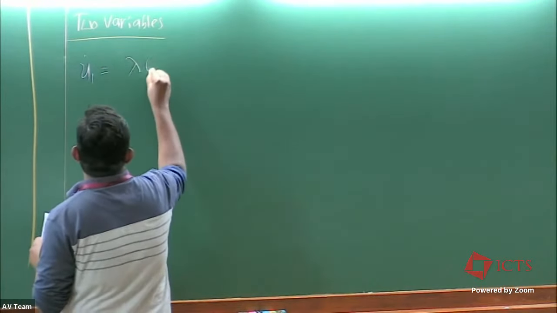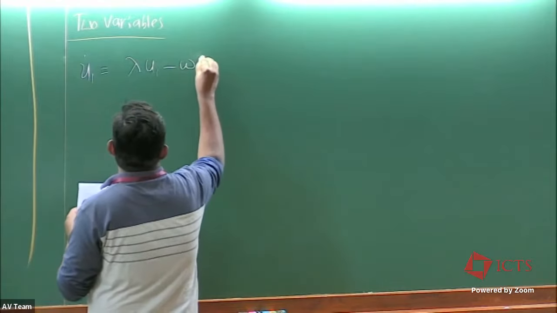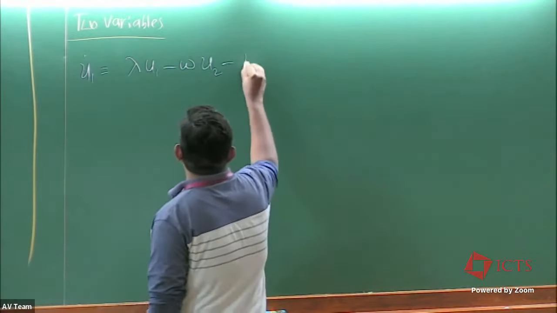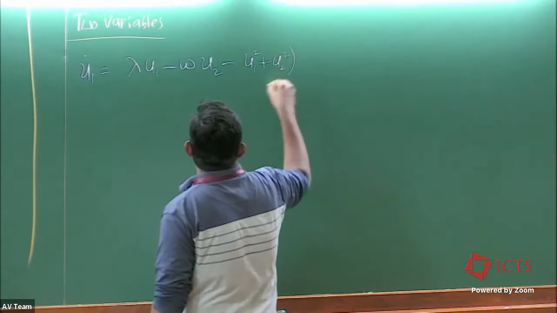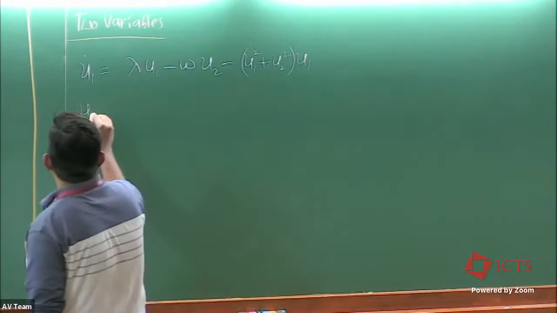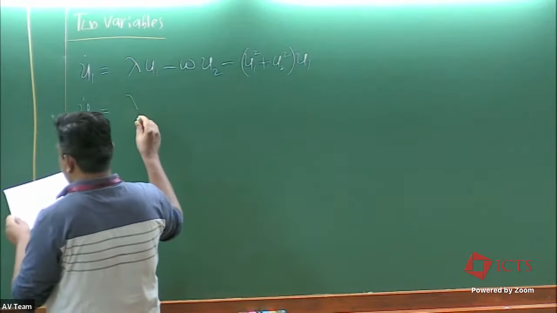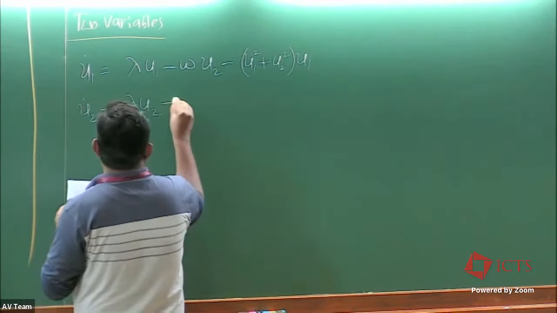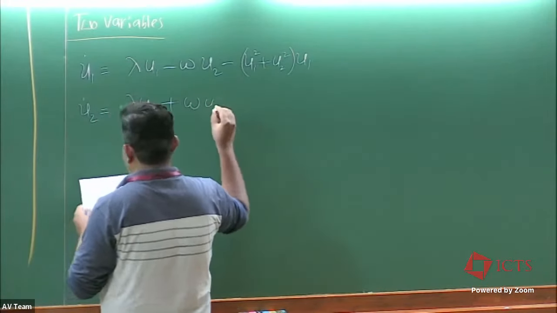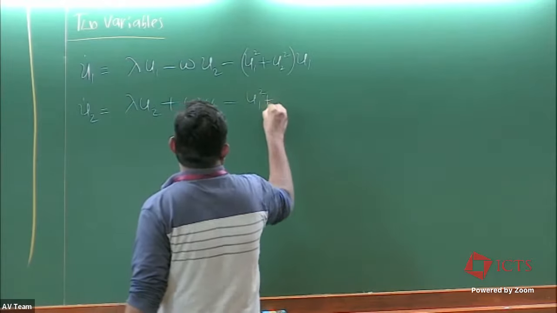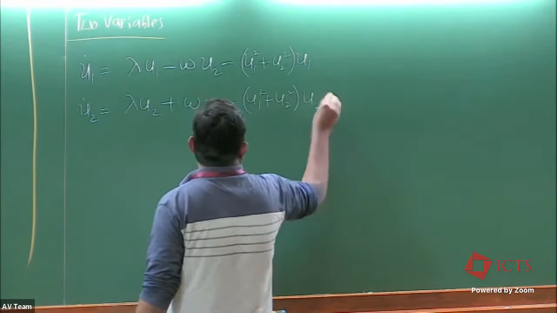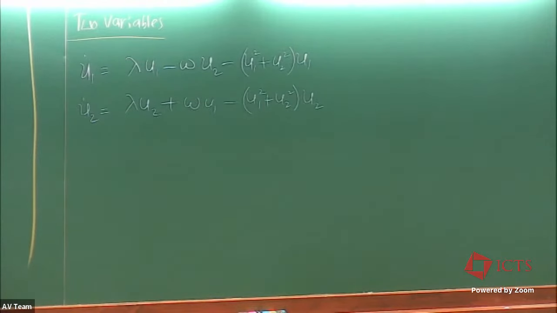So U1 dot is lambda U1 minus omega U2, minus (U1 squared plus U2 squared) times U1, and U2 dot is lambda U2 plus omega U1, and as usual, minus (U1 squared plus U2 squared) times U2. So this is very close to the system that we explored here, but for a two-variable system. Can you please explore this?